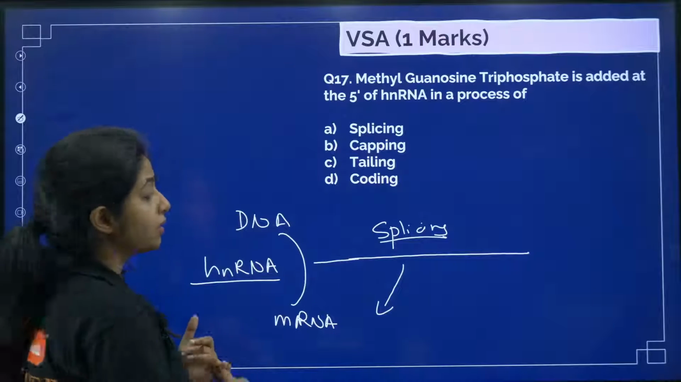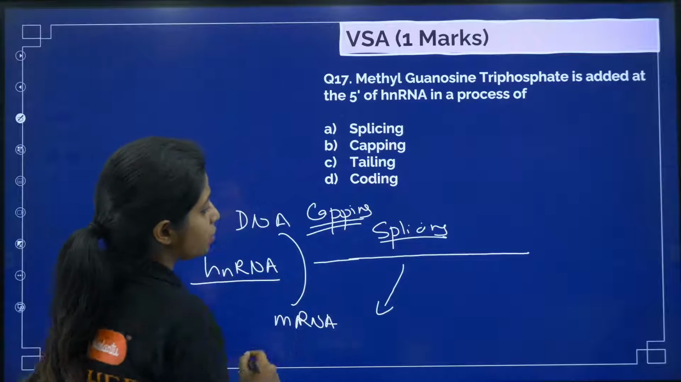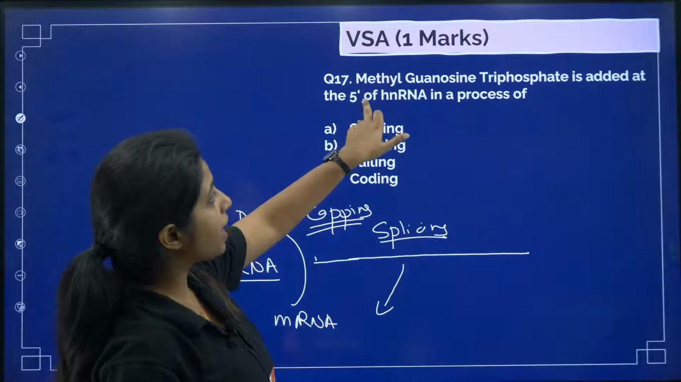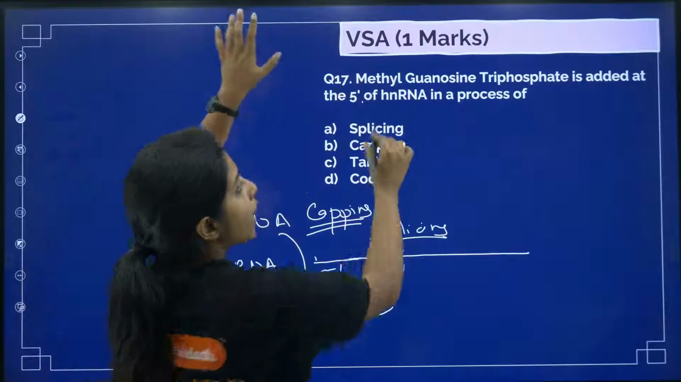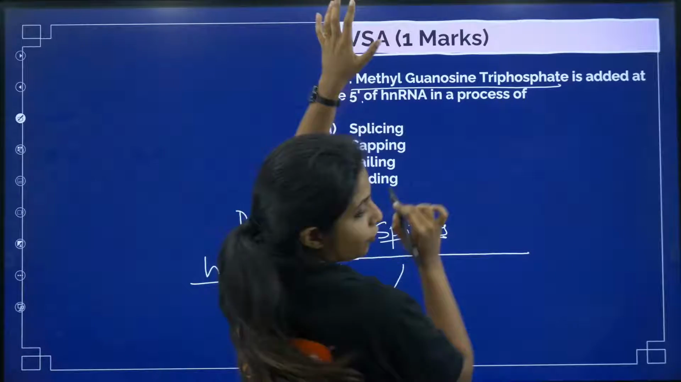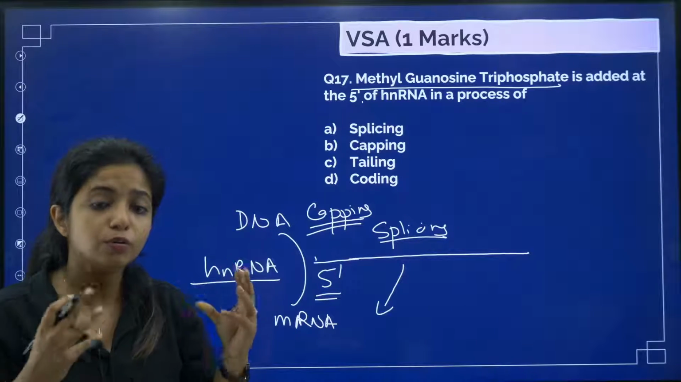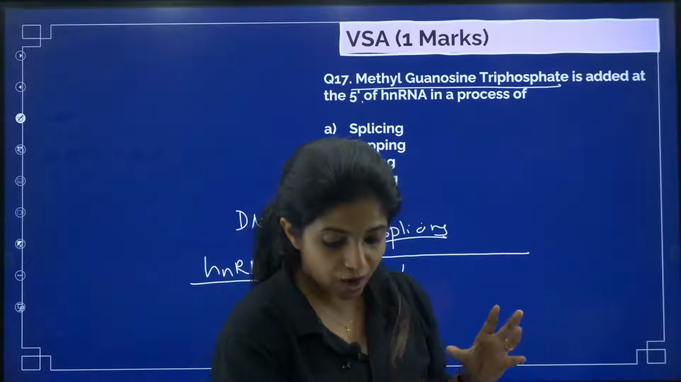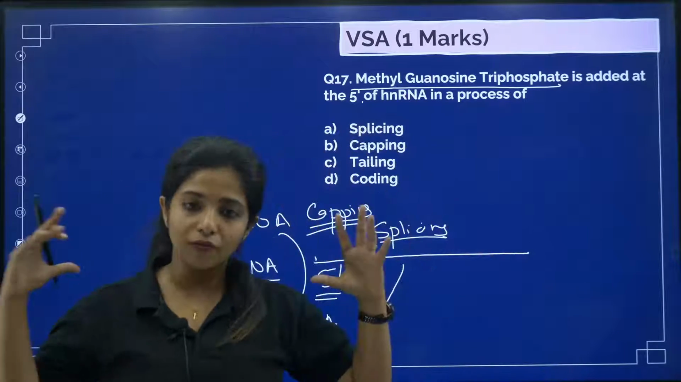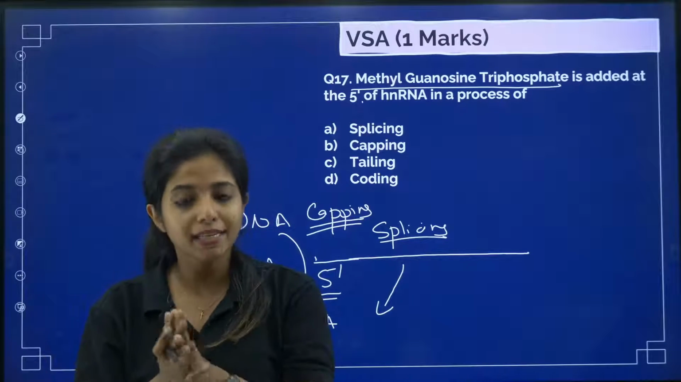Then something known as capping happens. What do you mean by capping? Capping is where at the 5' end of the hnRNA you add a group, methyl guanosine triphosphate. Why do you do so? Whenever you're asked a question, you should know the why and how. It's not about marks, it's also about knowledge.